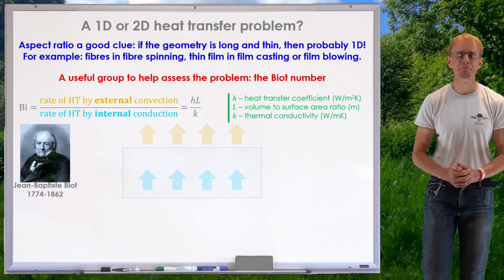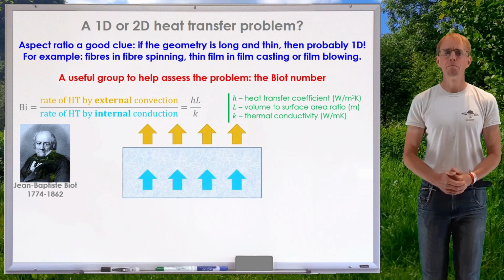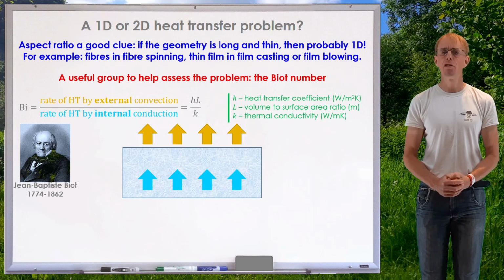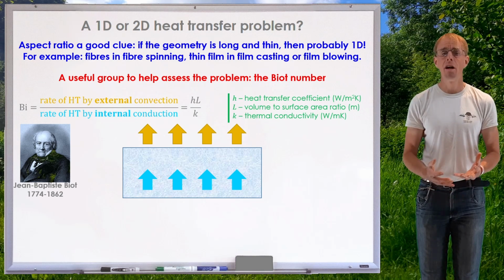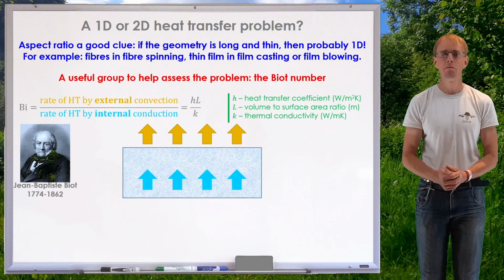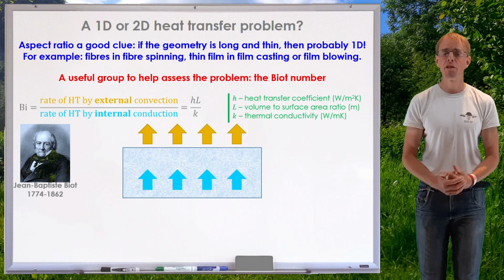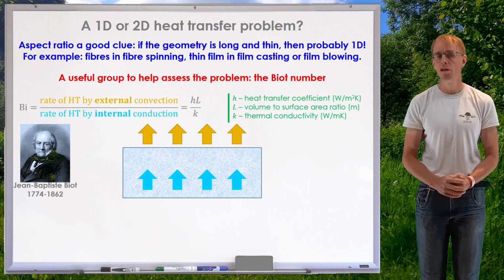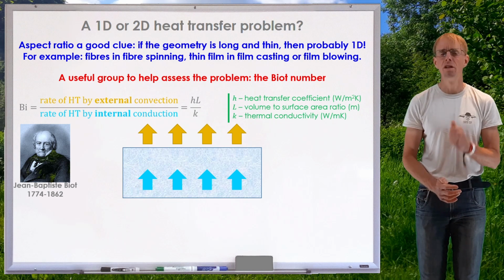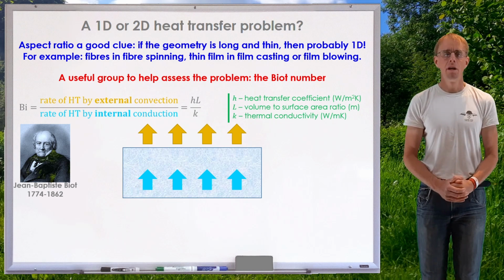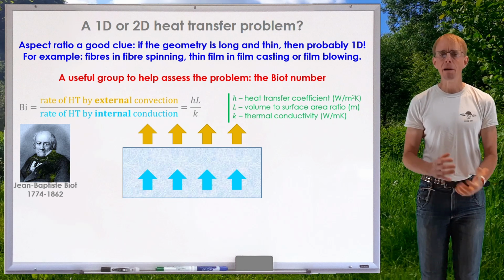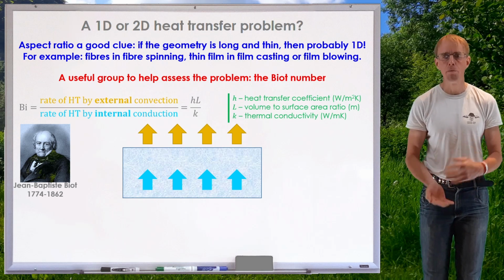Let's draw a diagram. So that blue box on the board is my solid. The blue arrows are the heat transfer by conduction, and the gold-shaped arrows are representing the heat transfer by external convection. Note the word external, that's really important. So let's have a think about the competition between these two processes.